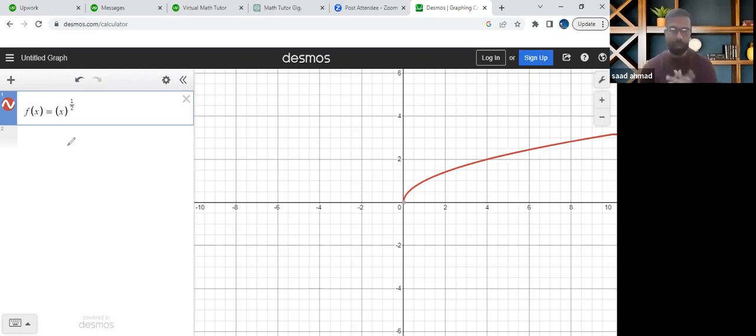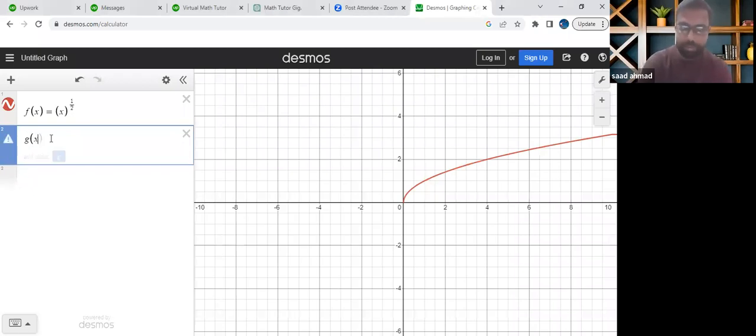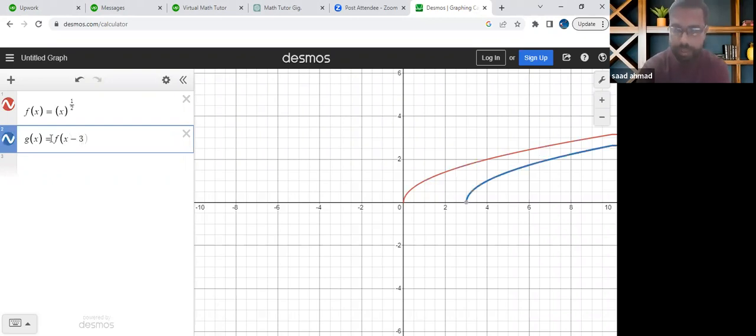Now just tell me, every one of you, what should I do with it? You want to move it right, left, up, down? First of all, how many units should we move it right? If we want to move it right, what do we need to do? We need to subtract. Let's say I subtract 3. You see, it moved 3 units right. I subtracted 3 in f of x, and it moved 3 units to the right.